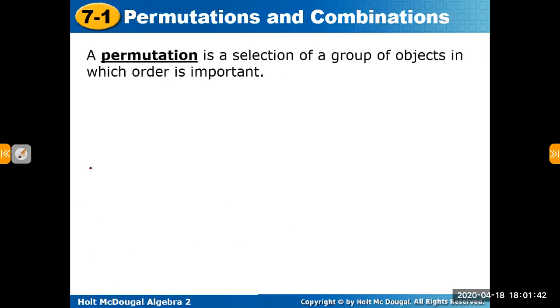Okay. Coming to the topic of permutation. Permutation is a selection of a group of objects in which order is important. This part is the main part. So the order of the objects in the selection is important. What does it mean? Let's see.